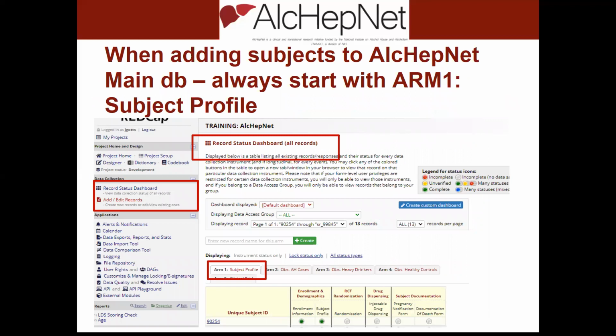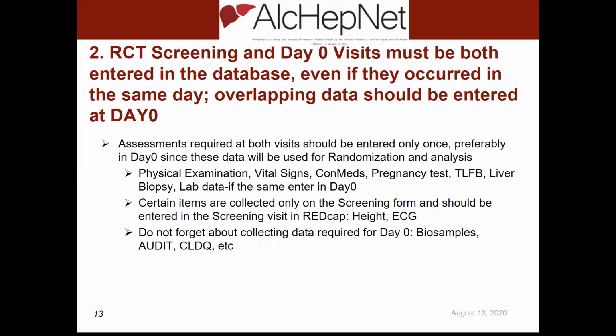So this is the arm one. Everybody knows it. I know there are some questions on how to add a new subject. There was some confusion. You always use what's on the left side, the record status dashboard or the edit records. I personally prefer to use the record status dashboard to see the records and I can see the person in the list if he or she is there, or add the number and click create and add one. But arm one is really critical. So are there any questions about this? All right, we can move on. I just wanted to emphasize that we cannot randomize without arm one.